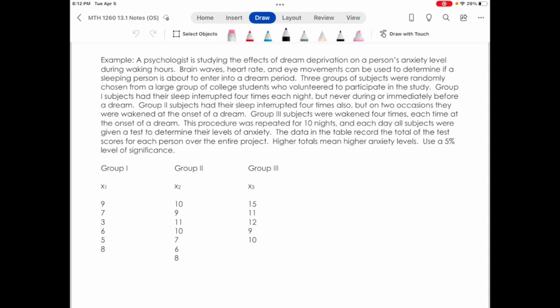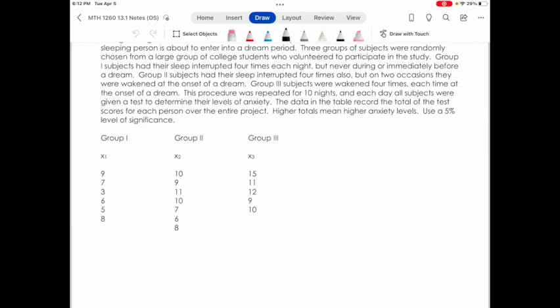This procedure was repeated 10 nights, and each day all students were given a test to determine their levels of anxiety. The data in the table below is the total test scores for each person over the entire project. Higher totals mean higher anxiety levels, and we're going to use a 5% level of significance. Okay, so I have 3 groups here.